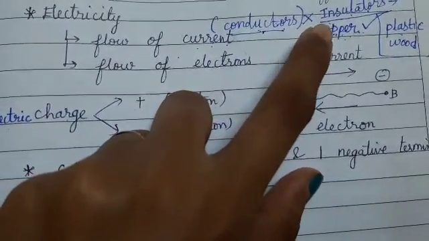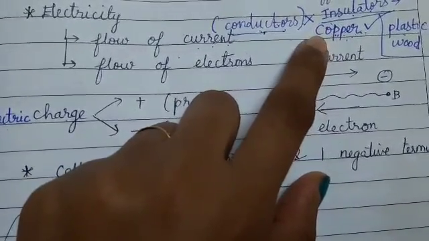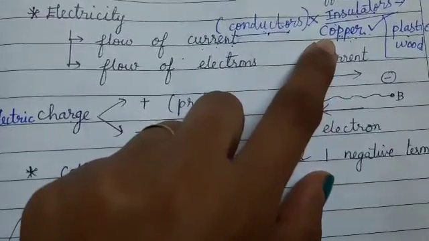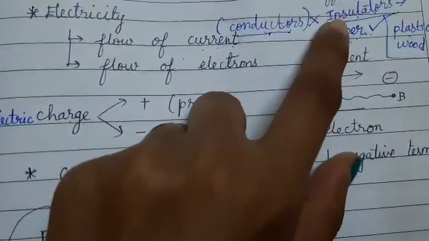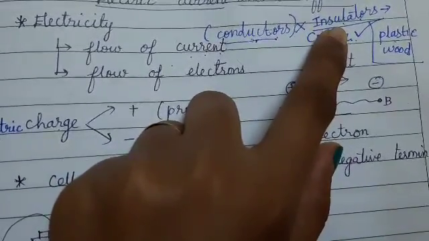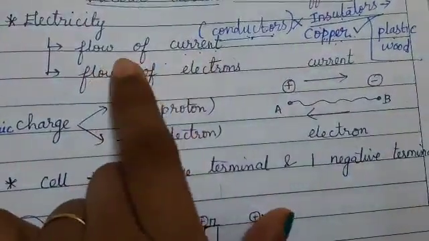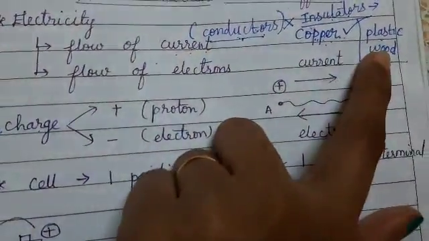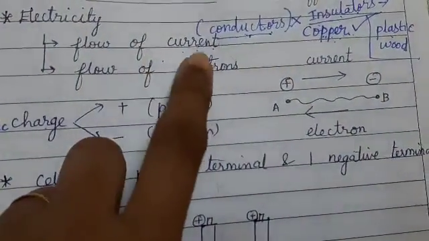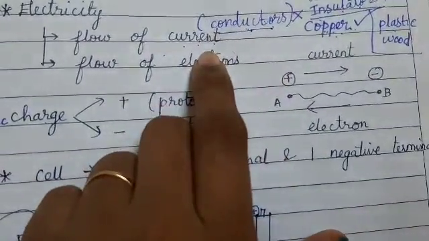Why are we not using silver wires? Because silver wires are expensive. So we use copper wires in our houses for electric connections. And the opposite of conductors is insulator. Insulators means the materials which will not allow the flow of current. Example is plastic and wood. So now what did we see? We saw how the current flows. It needs a material, that is the conductors, for the flow of current.